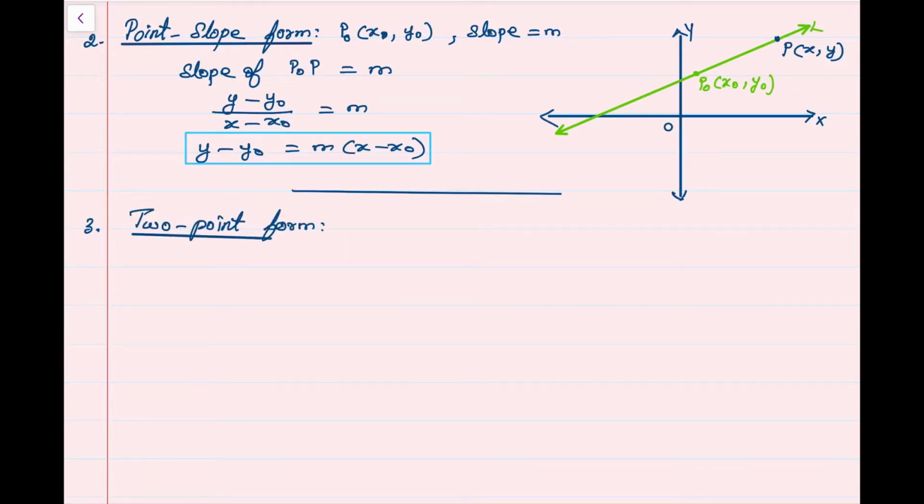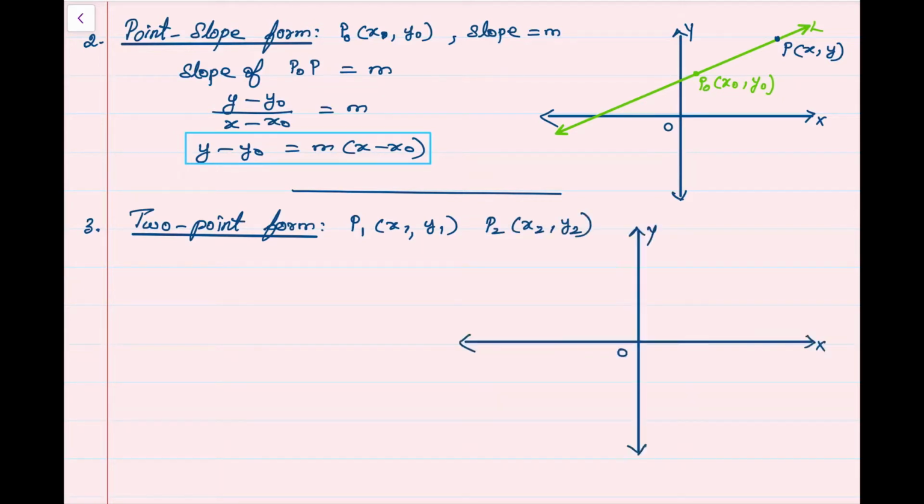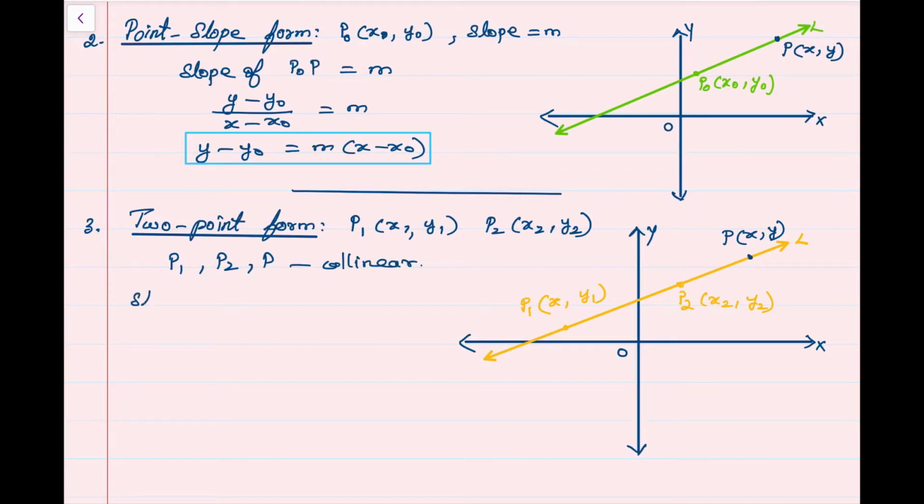The third case, we will see the 2-point form of a straight line. Let P1 with coordinates x1, y1 and P2 with coordinates x2, y2 be the given points. Let us consider a straight line L. 2 points on this line are given, P1 with coordinates x1, y1 and P2 with coordinates x2, y2. To find the equation of this line, let us take an arbitrary point P on this line. Now, P1, P2, P are collinear points. The collinearity condition is slope of P1P is equal to slope of P1P2.